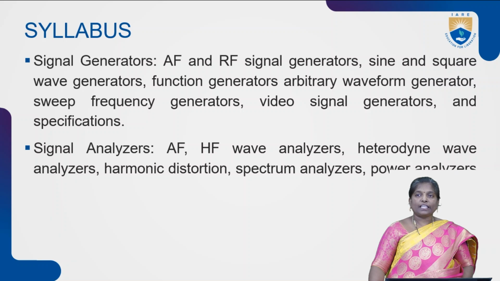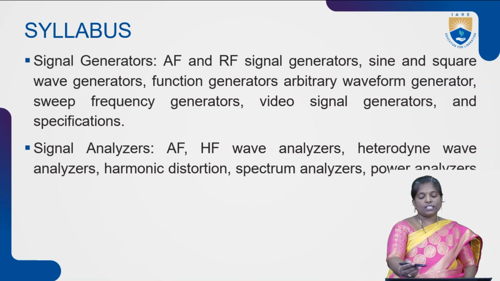Now we have signal analyzers. We have AF and HF wave analyzers, heterodyne wave analyzer and harmonic distortion analyzers, spectrum and power analyzers. Here the signal analyzers are operated at high frequencies to represent the output waveform. And normally the spectrum analyzer is also used as an oscilloscope, but in the spectrum analyzer the main advantage is that we represent each and every amplitude with respect to frequency.